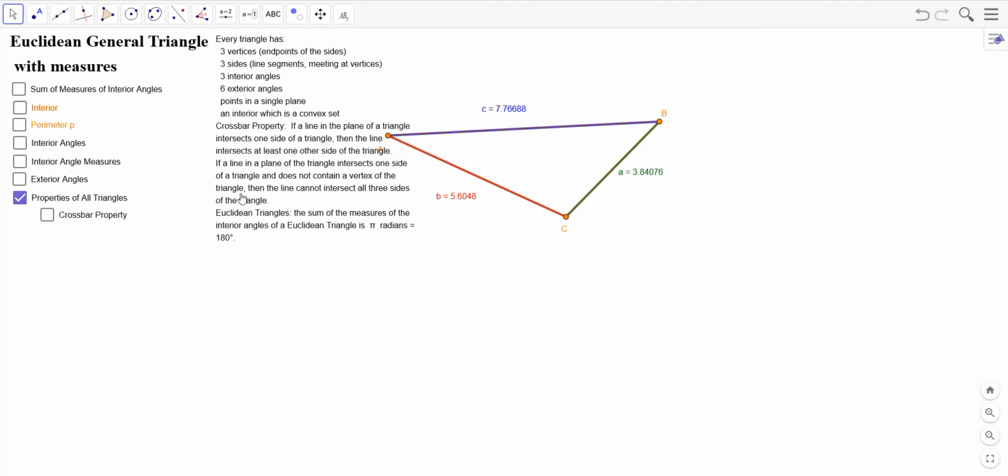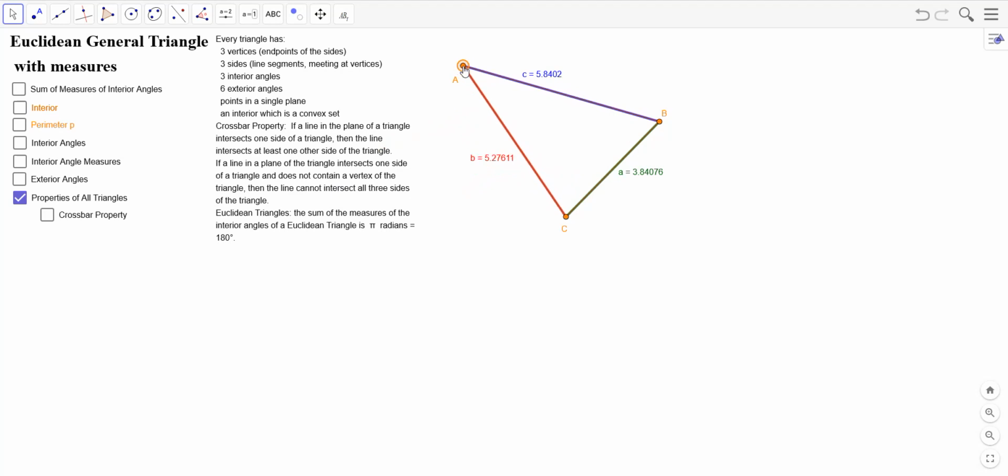Now we have some other properties of triangles that are true for all triangles. First of all, they have 3 vertices, which are the endpoints of the sides, and they're also where the 2 sides meet. We have 3 sides, which are line segments, meeting at the vertices, 3 interior angles, 6 exterior angles. They're all points in a single plane, and they have an interior, which is a convex set.